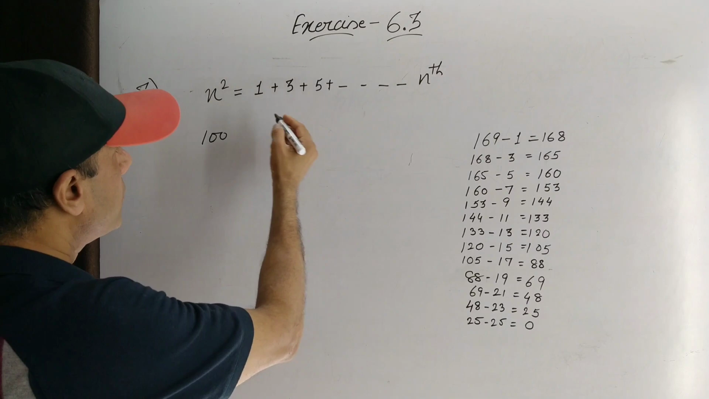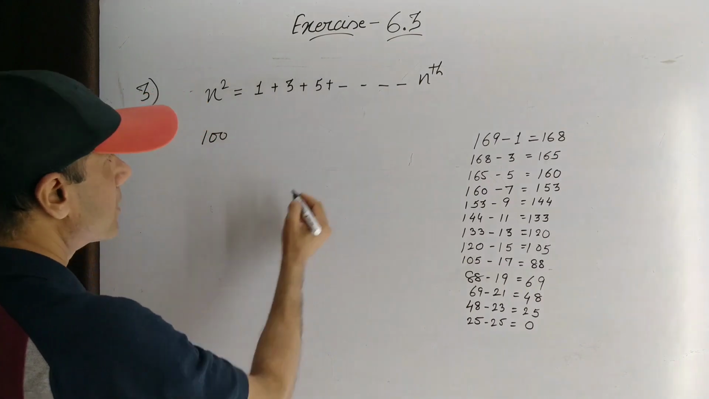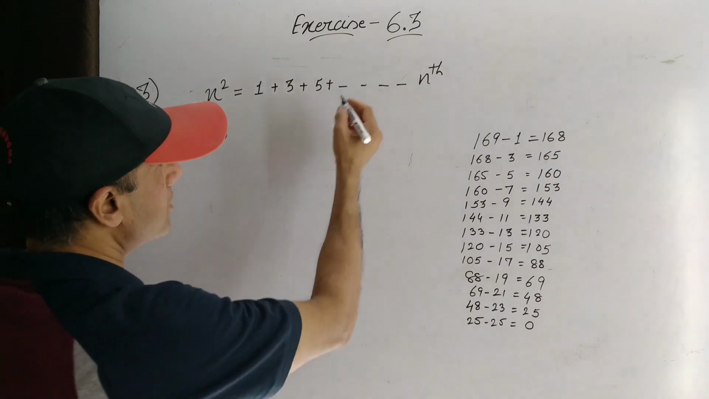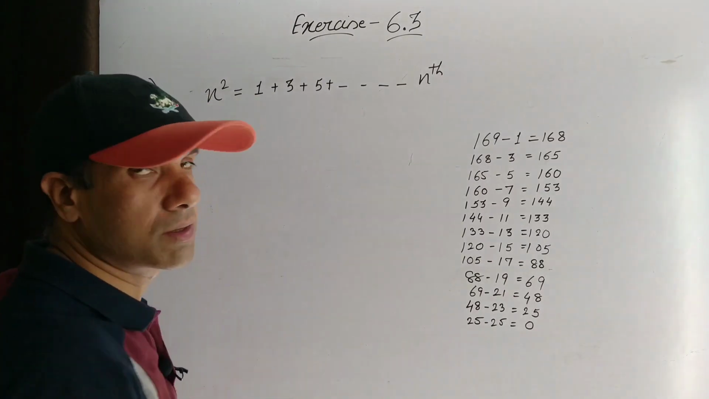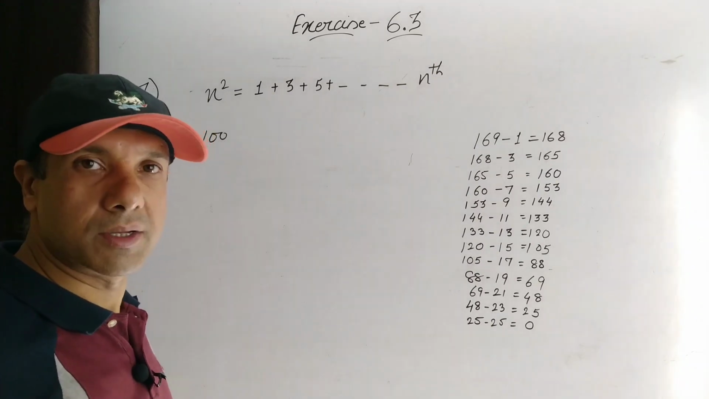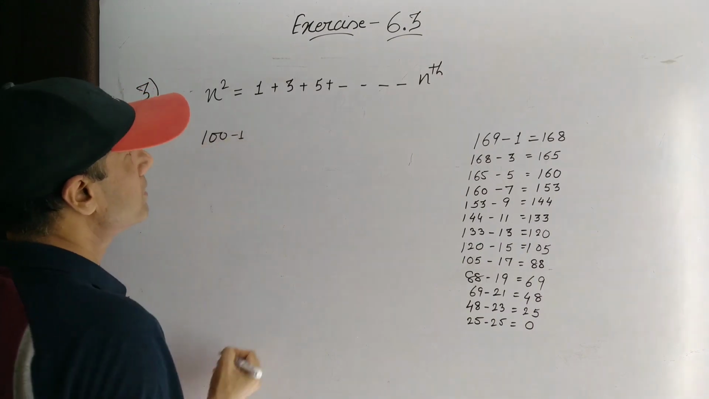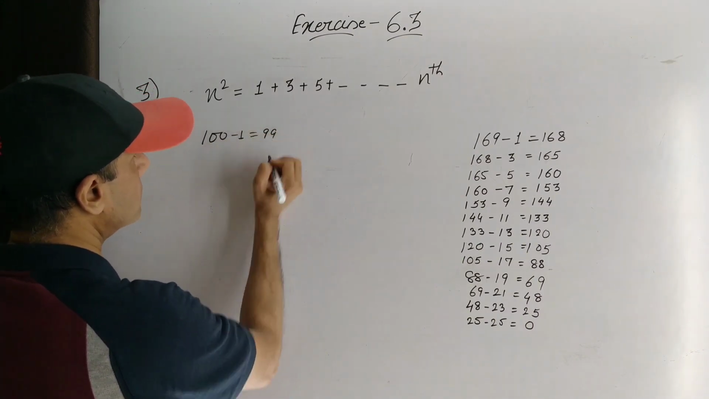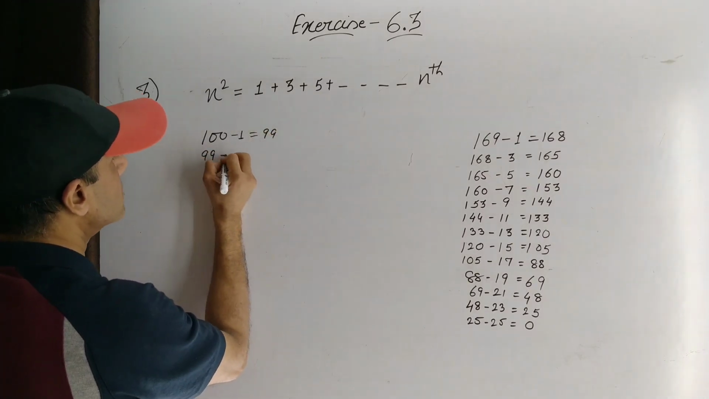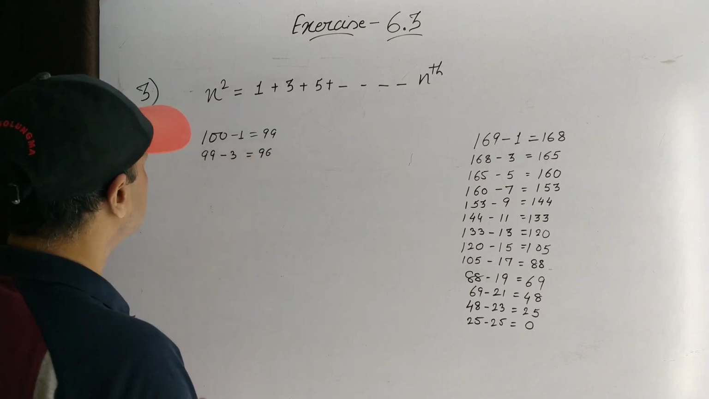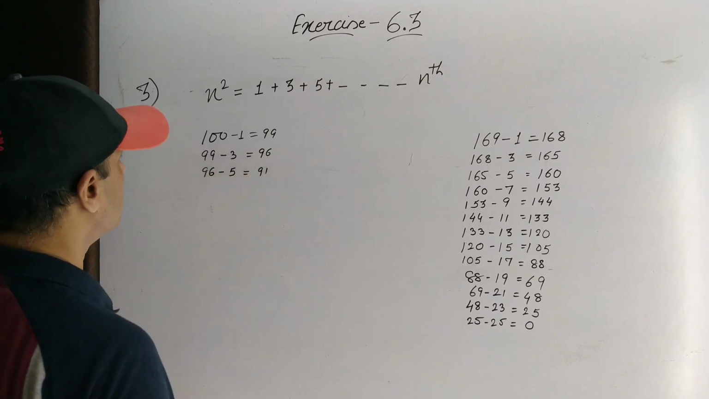Now if we keep subtracting 1, then 3, then 5 and so on, we'll be left with 0, and the last number to be subtracted will be the nth odd number. So we'll get the value of n. We start: 100 minus 1 is equal to 99. We again subtract the second odd number, that is, from 99 we subtract 3, we get 96. From 96 we subtract 5, we get 91.